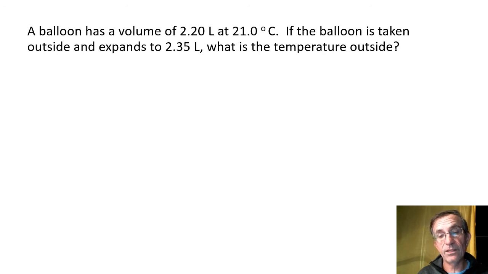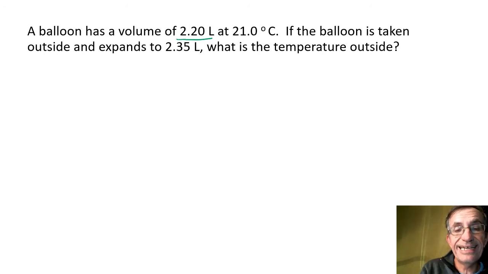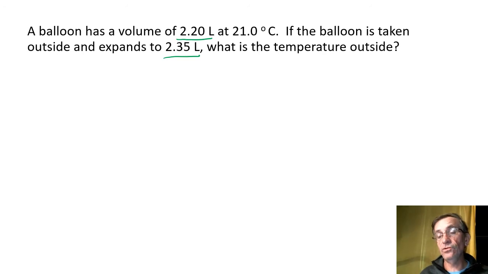Before we do that, let me just ask you a question. Look at those numbers. Is it colder outside or is it warmer outside? Think about it. Oh, it should be warmer outside. Look at the volumes. This balloon is getting bigger. If the balloon is getting bigger, that's because it's hotter outside. So when we solve, we should be getting an answer more than 21. It's hotter outside. Let's actually figure it out.